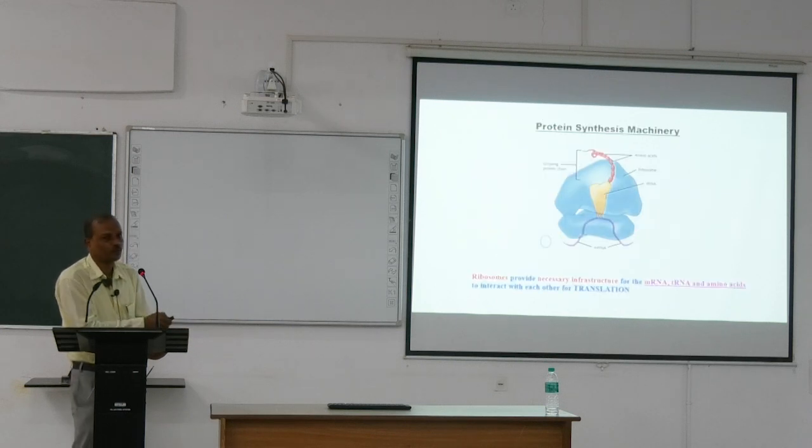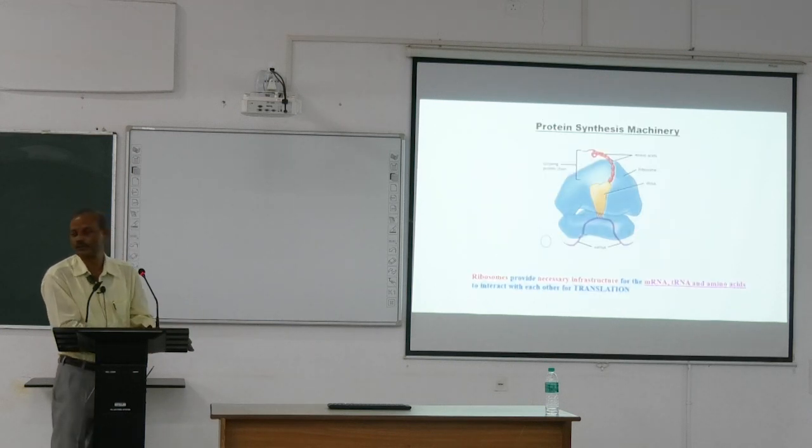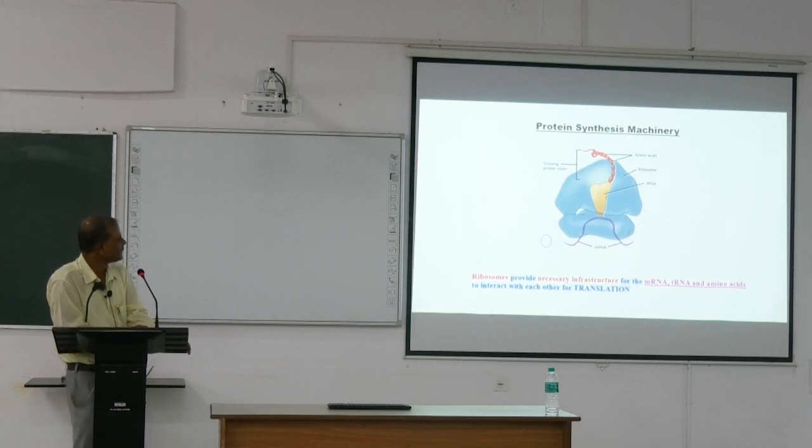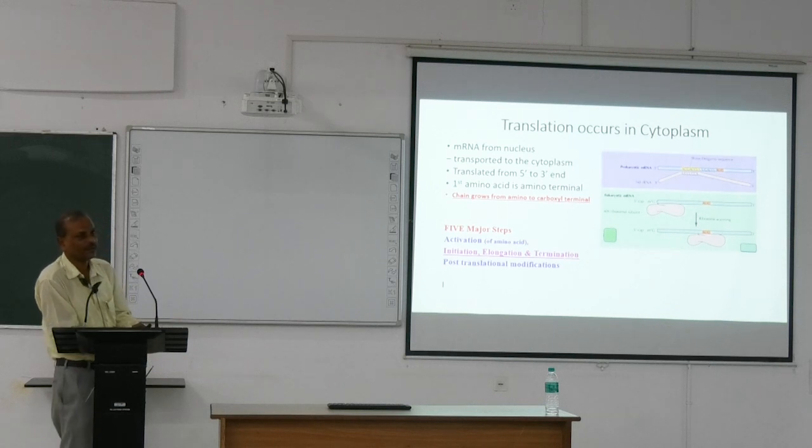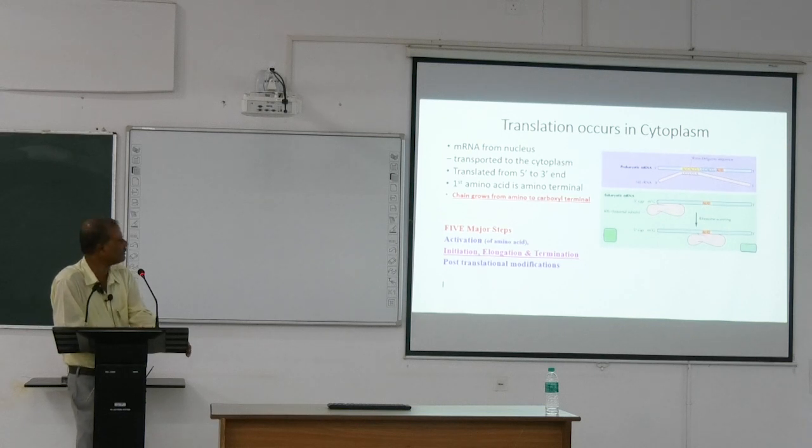So this is the protein synthesizing machinery on which protein synthesis takes place. These are the two units of the ribosome. There is a growing polypeptide chain. The tRNA molecule is adding amino acids to the protein, and they interact with each other for protein synthesis. Translation by and large occurs in the cytoplasm, almost all except the mitochondria. That you must remember.